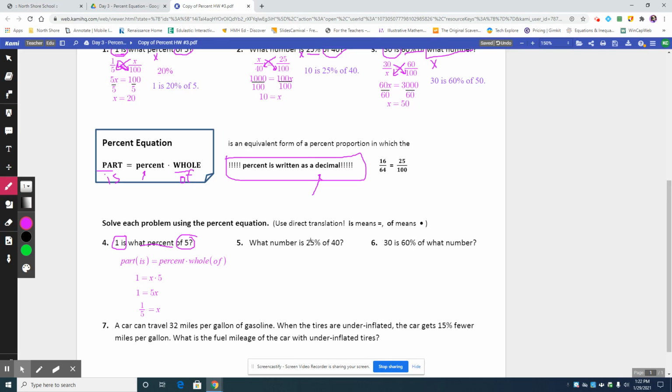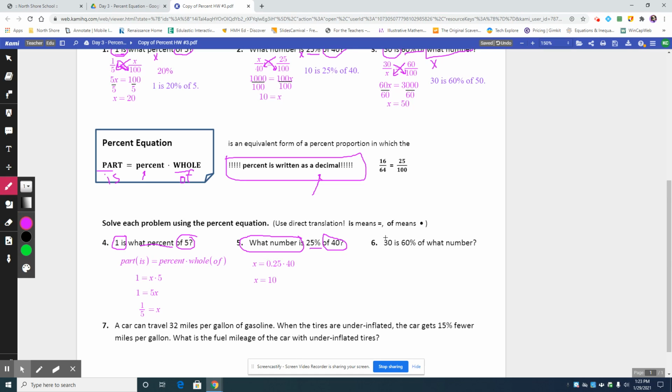What number is, so our "is" is unknown, because it's saying what is 25% of 40. So again, it's part, or is, equals percent times whole, or the "of." So our part is unknown, x, equals percent, which we will write as a decimal, 0.25, times our "of," which is 40. 0.25 times 40 gives you 10. This one's very simple. x equals 10, and you're done.